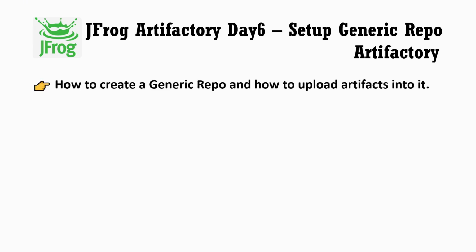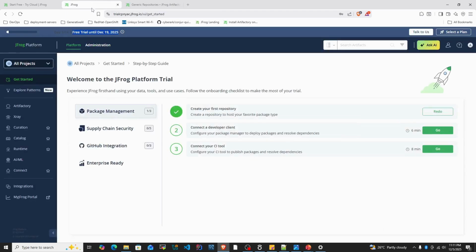In today's session, we are going to see how to create a generic repository and how to upload artifacts into a generic local repo in Artifactory, both for a Spring Boot application and a Node or React application. So let's get started. First, log into JFrog. In my case, I am using a trial URL because my CentOS setup is a bit slow. Before we begin creating the repo, let's do a quick recap.